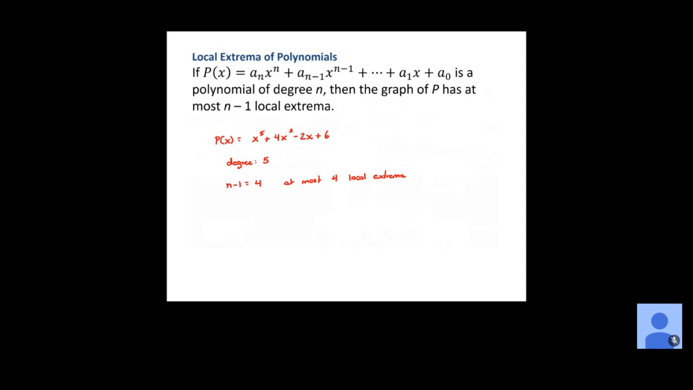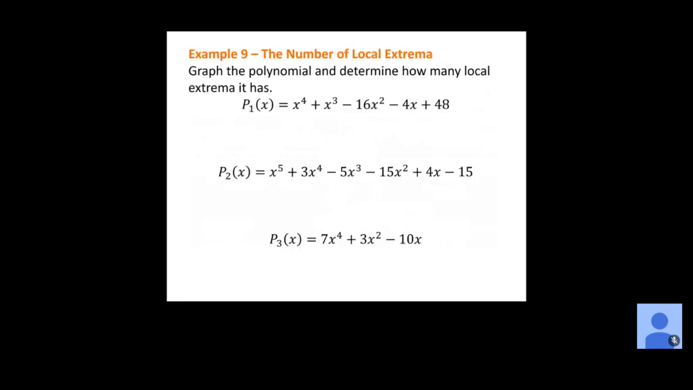Now, that doesn't mean we have to have that many, right? We might not. Okay, but we at least know that's the maximum number of mins and maxes that we could have on that graph.